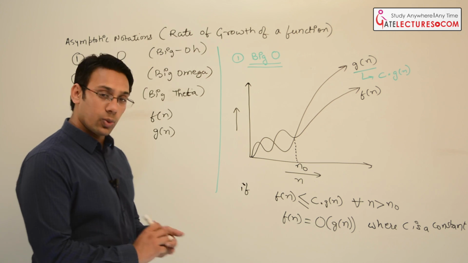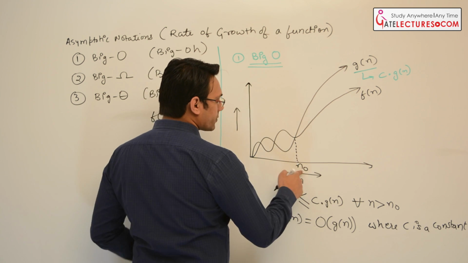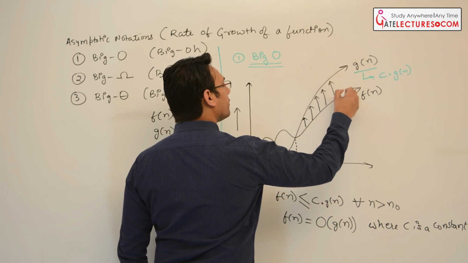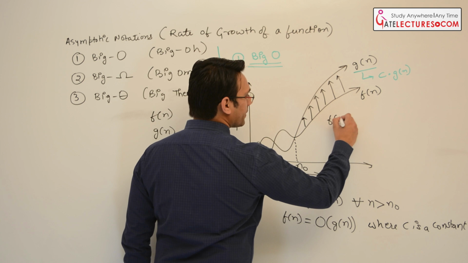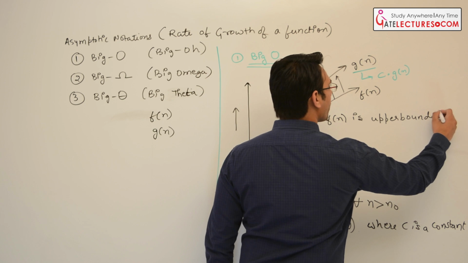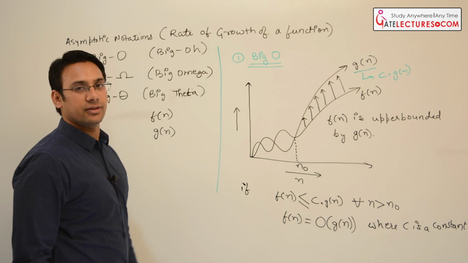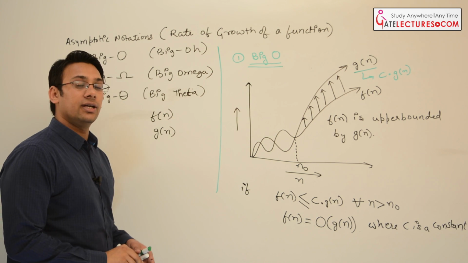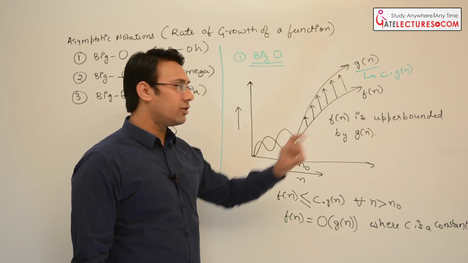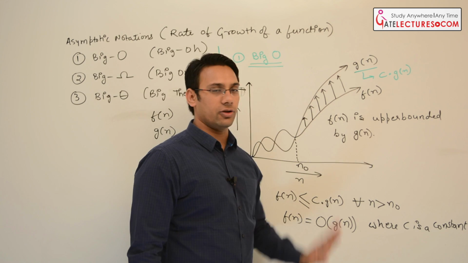Now what does it mean? It means if you see in this graph, after this point n naught, g(n) is always greater than f(n). That means f(n) is upper bounded by g(n). That means the upper bound to f(n) is g(n). Whatever the maximum value f(n) can take, g(n) will always be greater than f(n) to that. After this point g(n) will also be greater than f(n).